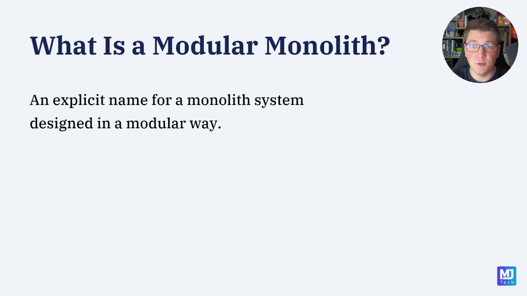This one is very brief. It says that a modular monolith is an explicit name for a monolith system designed in a modular way. So from these two definitions, we can deduce that a modular monolith is just a monolith system, but there is this emphasis on the word modular. So let's look at the definition of modular to try to understand what is meant by this.